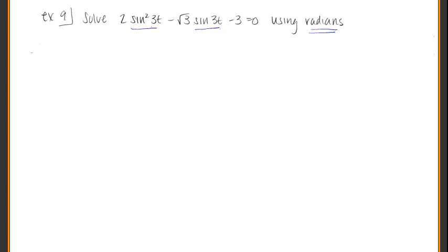So it looks like this problem is ready to get started, and we have to factor. And it looks like what's going to throw a kink in this is that negative square root of 3 right there.